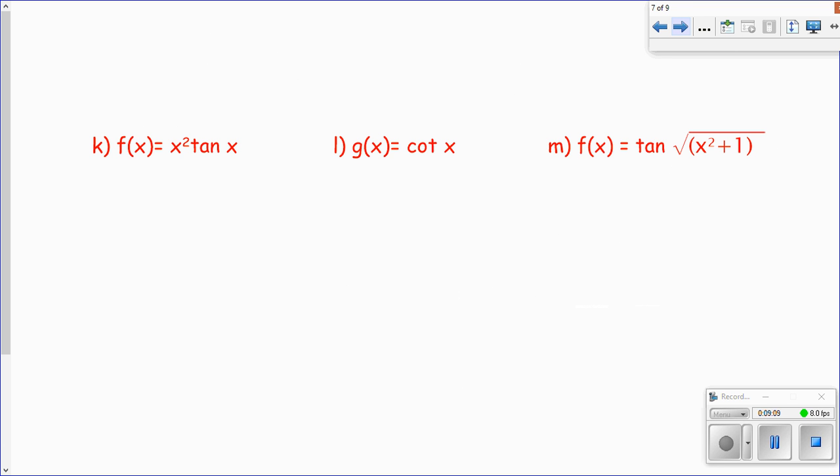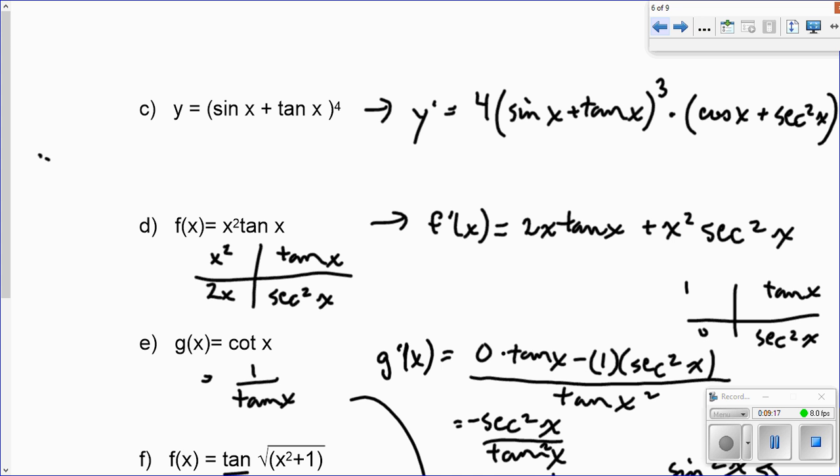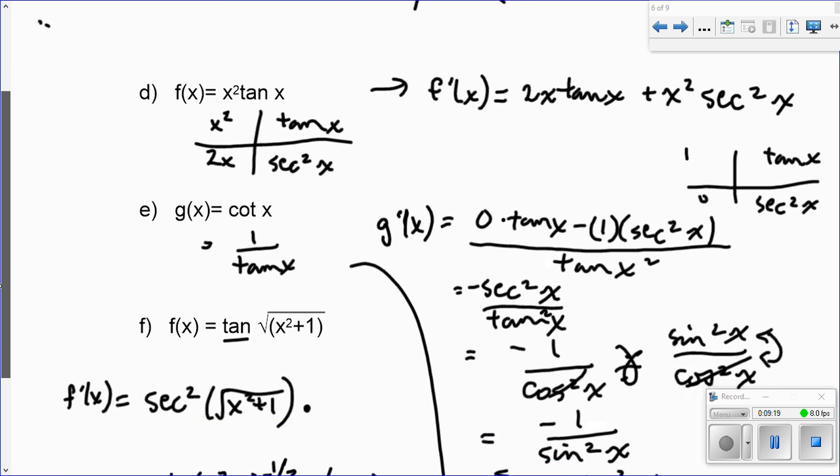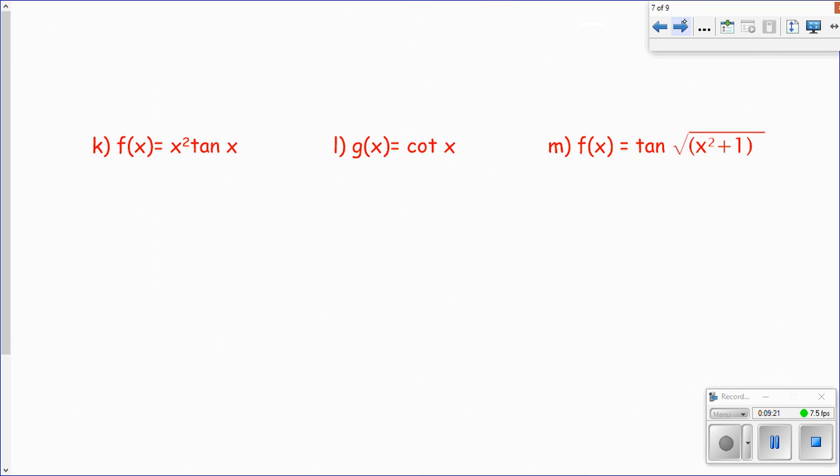I think we've done these already. For some reason, they were just the last 2, or sort of the last 3 that were on the previous slide. Yes, so there's the x squared tan, the cotan, and the other one.